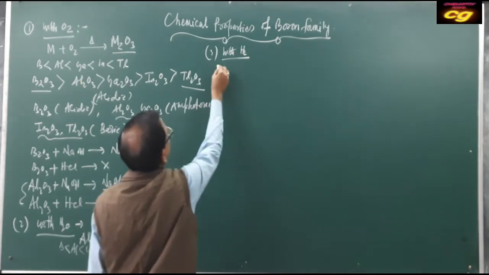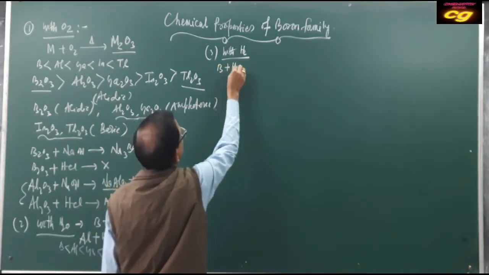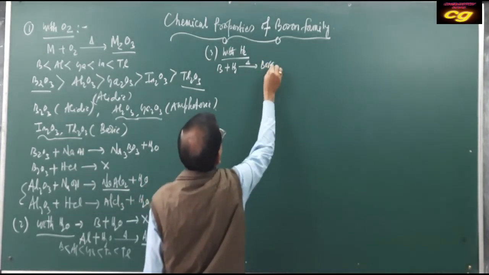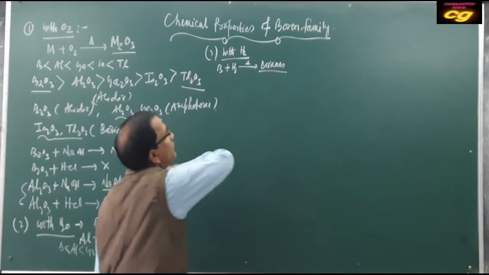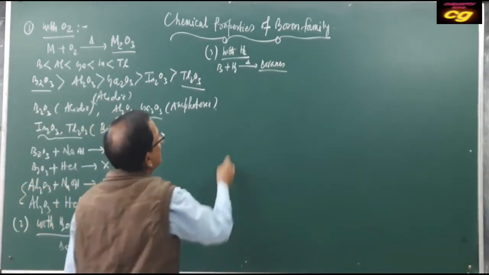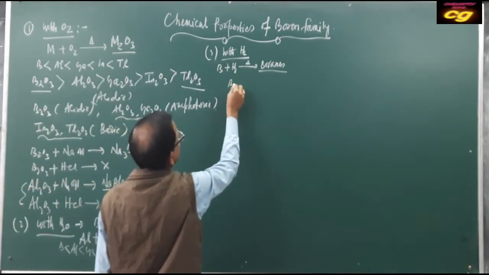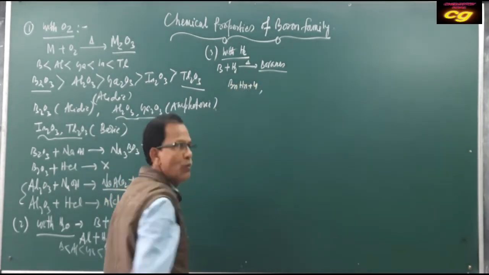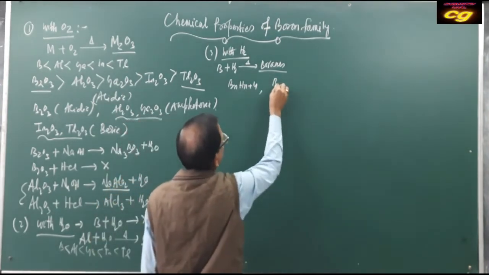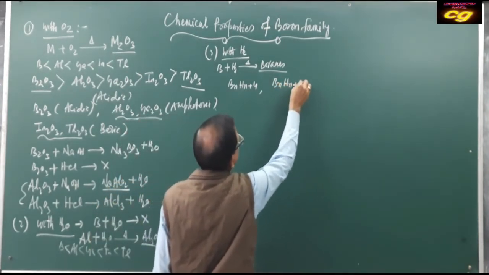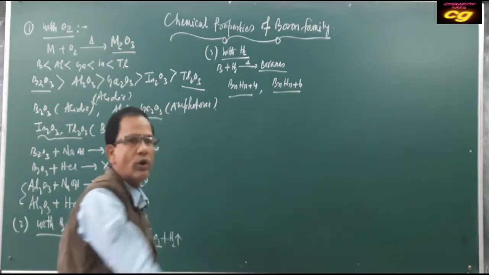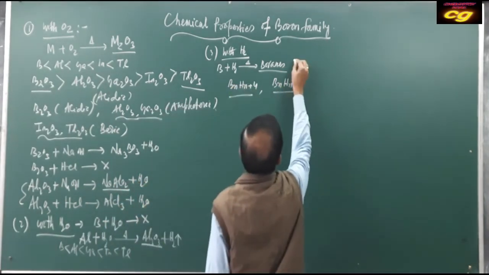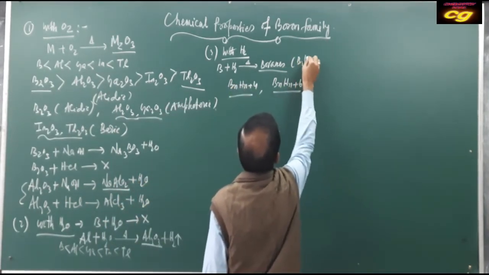Then with hydrogen. Boron with hydrogen on heating produces boranes. There are different types of boranes. Boranes are generally of two types. The general formula is BnHn+4, or BnHn+6. Two types of boranes are produced. For example, B2H6.